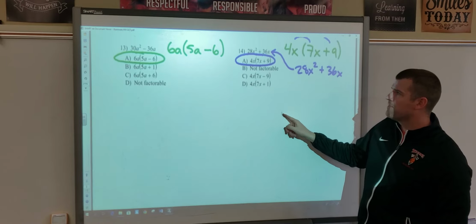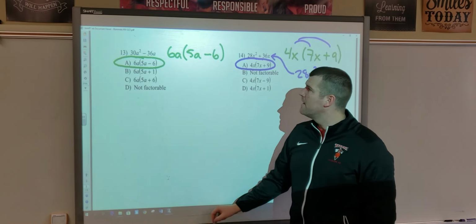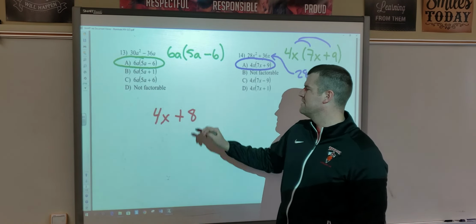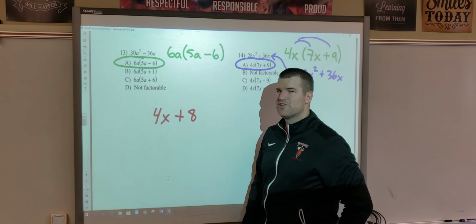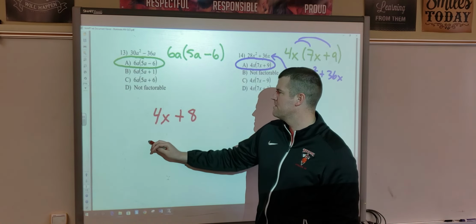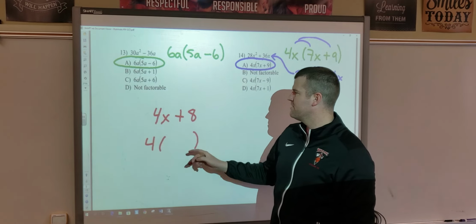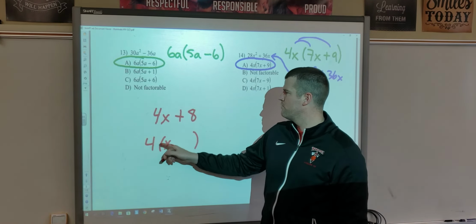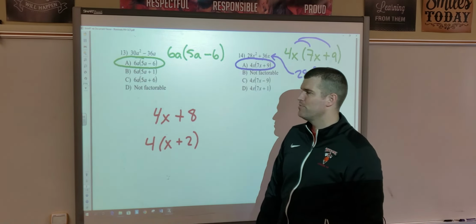Since I've got a little space here, I'm going to throw in just a couple of bonus problems just to get you thinking ahead. If we have a problem like 4x plus 8, you notice that the 8 doesn't have an x. So now our greatest common factor will not have an x. So it is possible that your greatest common factor is just a number. So in this case, I'd be able to take out 4. And then to get the rest of this, 4 times x would give me 4x, and then 4 times 2 would give me 8. So again, another example of taking out the GCF.